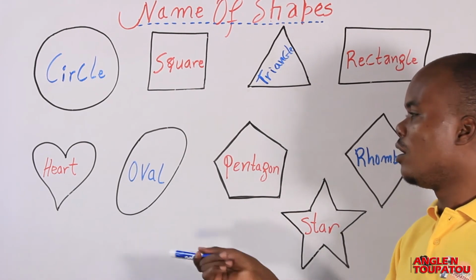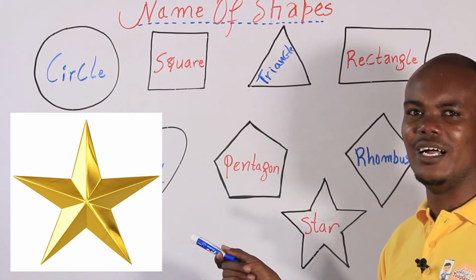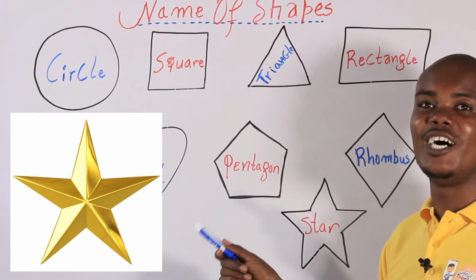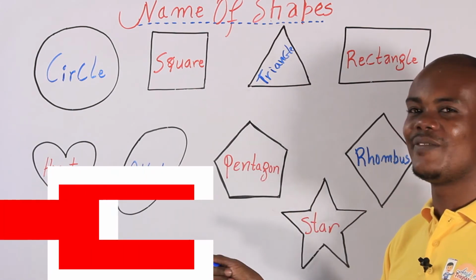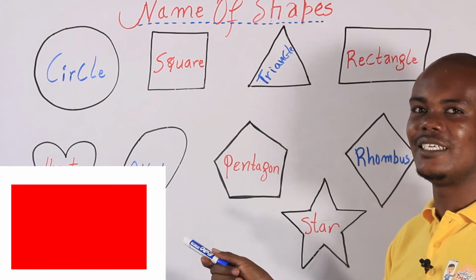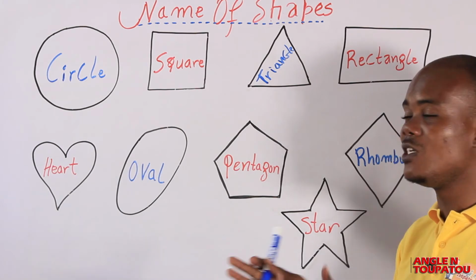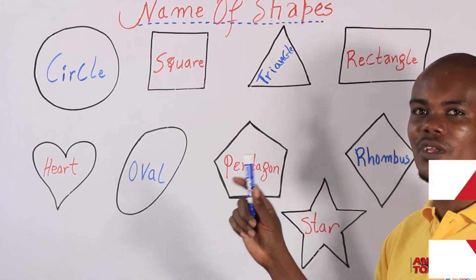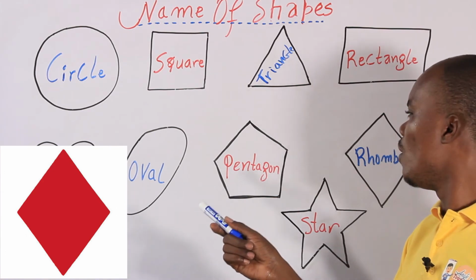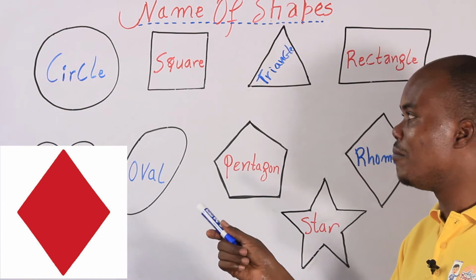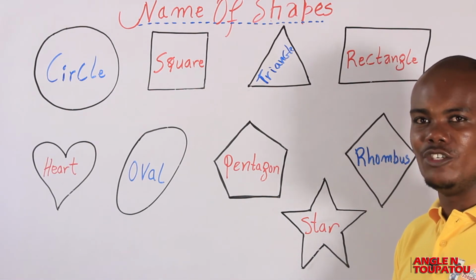Let's go now. What is this picture? It's a star. Congratulations. What picture is this? It's a rectangle. Good job. What picture is this? Okay, it's a rhombus. Un losange. Good. Okay, good job, good job.